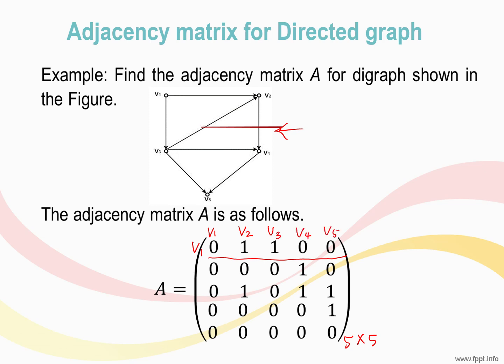Now, since there is no loop in the graph between V1 to V1, the element A11 equals 0, and from the graph you can see there is one directed edge from V1 to V2, therefore A12 will equal 1. Similarly, V1 to V3 is connected by one edge, and therefore the element A13 equals 1. This is how you find the elements for the first row of matrix A. You can use the same procedure to find the elements for the rest of the rows.